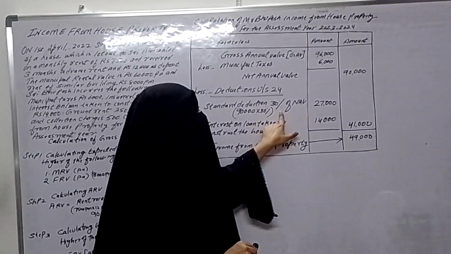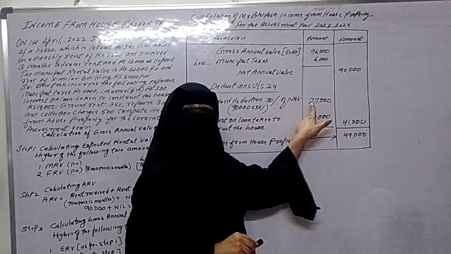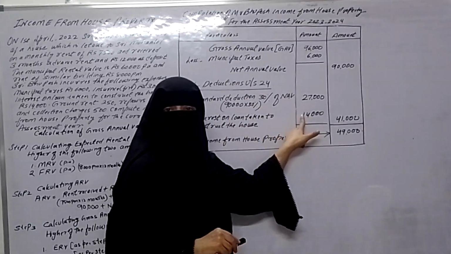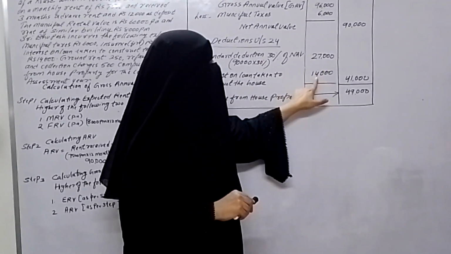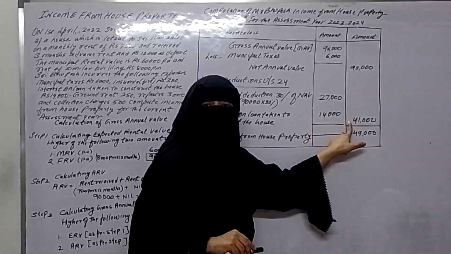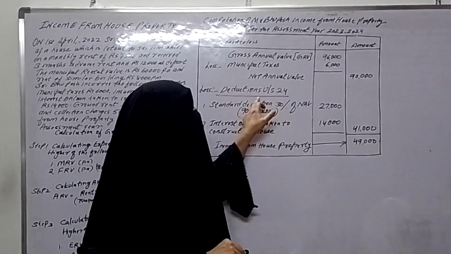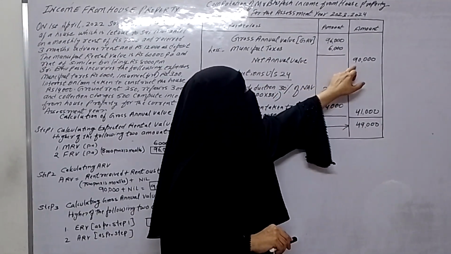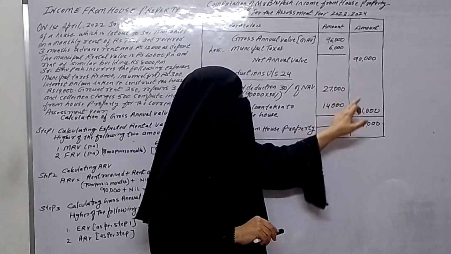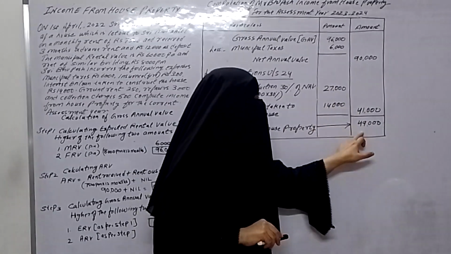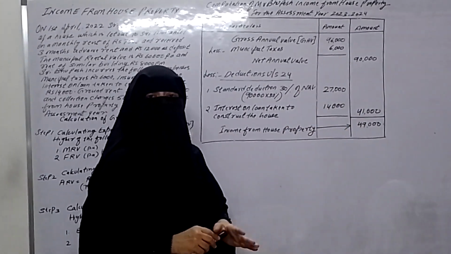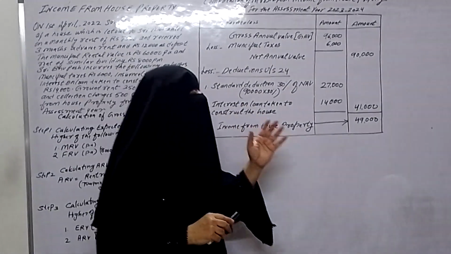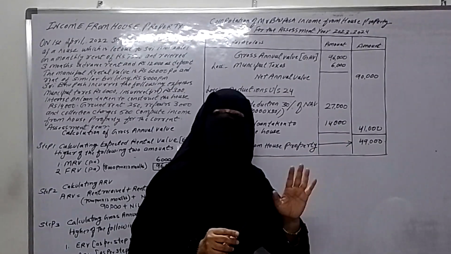So 30% of NAV, 27,000, that is our standard deduction. And number 2, interest on loan 14,000. 27,000 plus 14,000, 41,000 is the total deduction under section 24. So this deduction value we should subtract from our NAV. 90,000 minus 41,000, 49,000. This 49,000 is a positive value. Here NAV is more and deduction value is less. So 49,000 is a positive value.